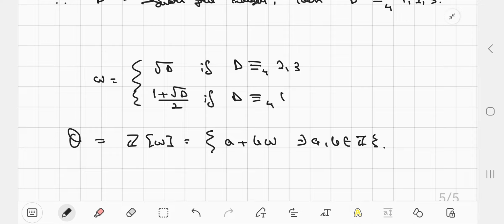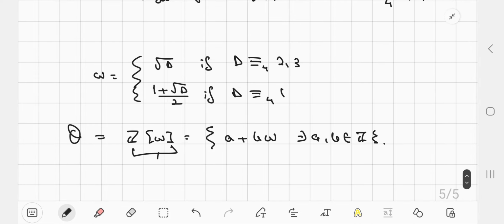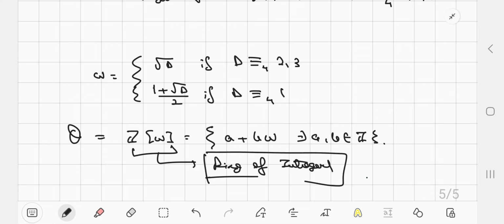Actually, this is called the ring of integers. This is simply called the ring of integers. This is a general notion.